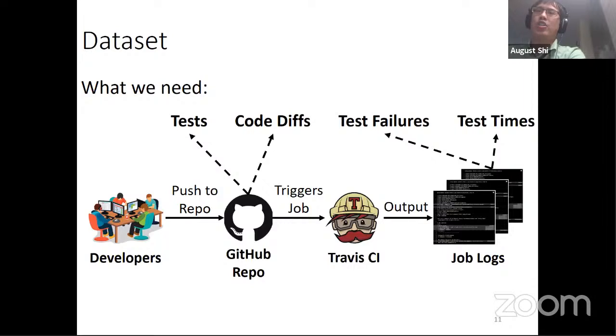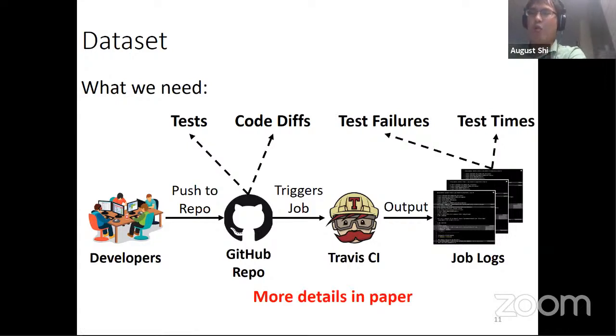So every time they make a change, they'll push to the repo, and we can look at the repo to see what the tests are and what the actual code diffs in the change are. Now, when they push to the repo, this can trigger a job on Travis CI, which will check out the changed code, run the tests on it, and output job logs. We can parse these logs to get the exact test failures and how long it took to run each test.